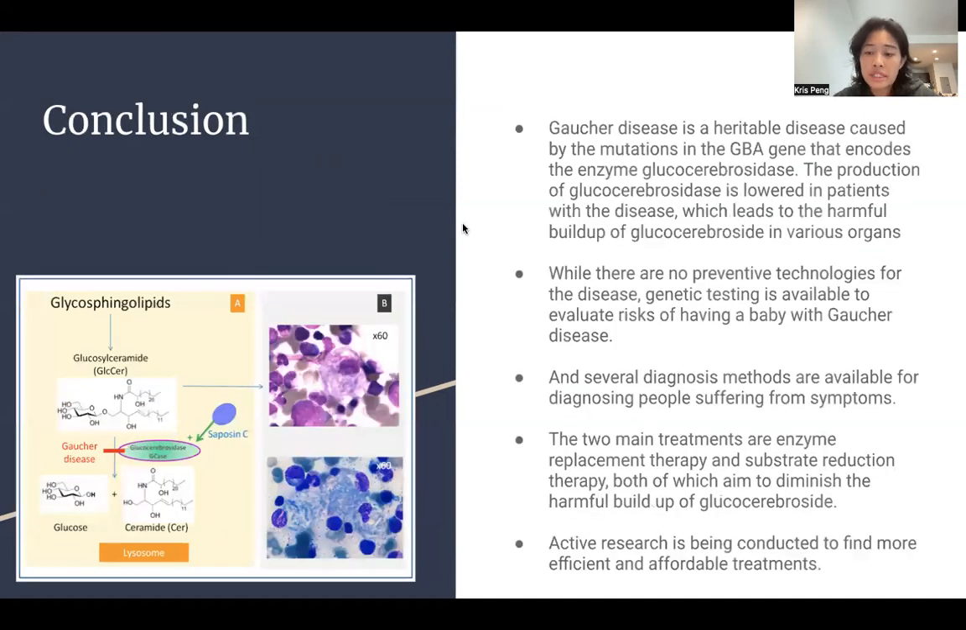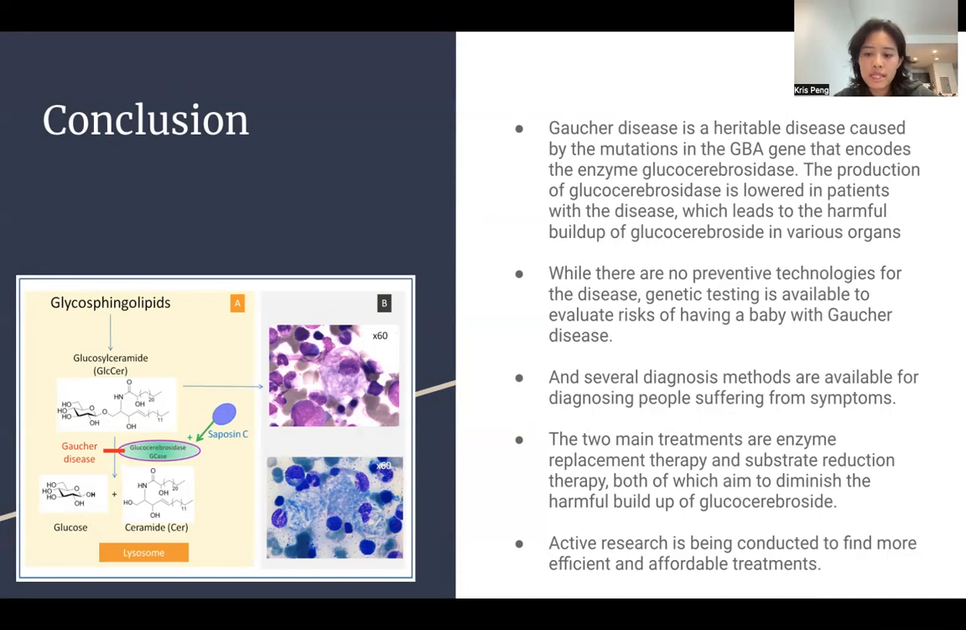So in conclusion, Gaucher disease is a heritable disease caused by the mutation in the GBA gene that encodes the enzyme glucocerebrosidase. The production of the enzyme is then lowered in patients, which leads to harmful buildup of glucocerebroside in various organs. While there is no preventive technology for this, genetic testing is available to evaluate risks of having a baby with Gaucher disease. And several diagnosis methods are available for diagnosing.